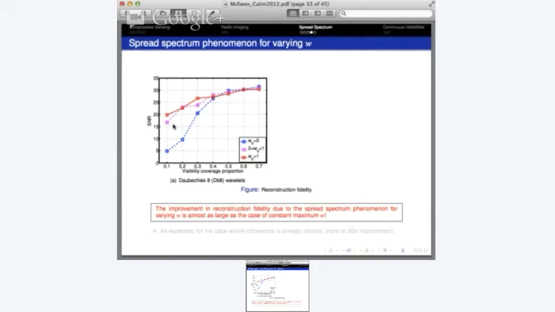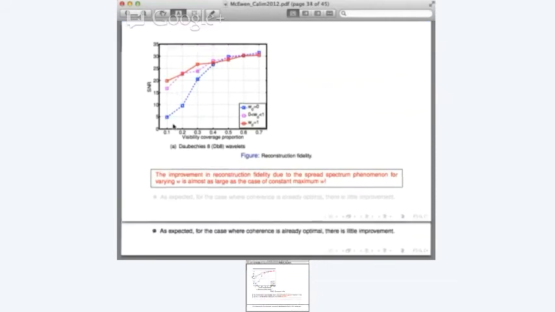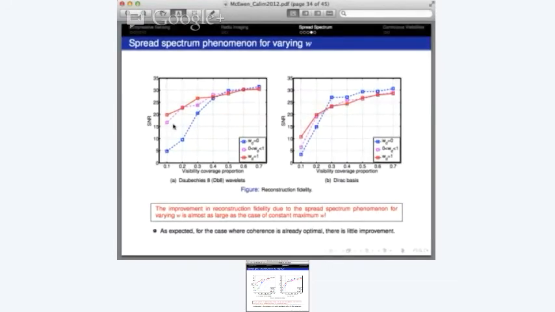And this is for the case where we use these Daubechies wavelets, in which case the coherence is suboptimal. So we see an improvement, as we'd expect. For the Dirac basis, so just a point source basis, then coherence is already optimal. In fact, the Dirac basis is optimal in terms of coherence relative to the Fourier measurement basis. So we shouldn't really expect to see any improvement, and that's indeed exactly what we see in our simulations.